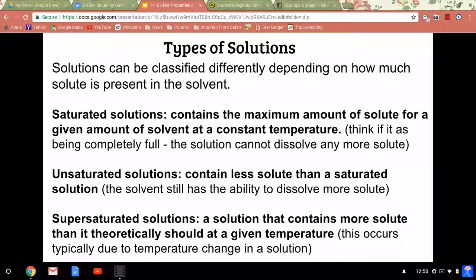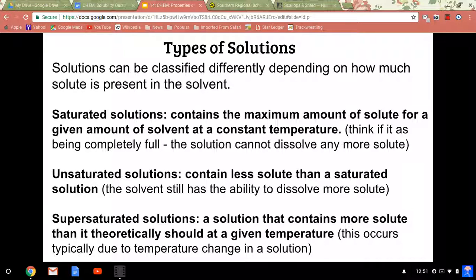There's a couple different types of solutions when you are dissolving stuff in them. The first is a saturated solution. A saturated solution contains the maximum amount of solute for a given amount of solvent at a constant temperature. So saturated solutions are totally full of solute. You can't fit any more. It won't dissolve if you put any more in there.